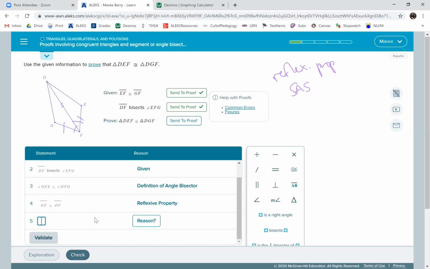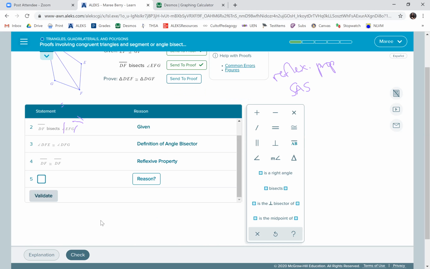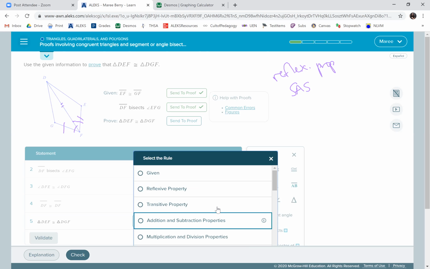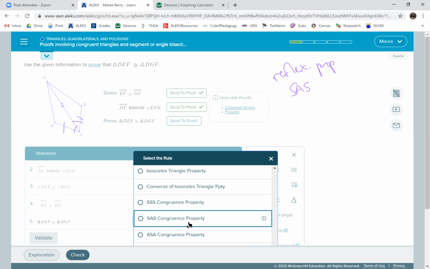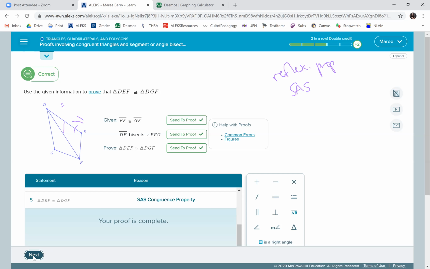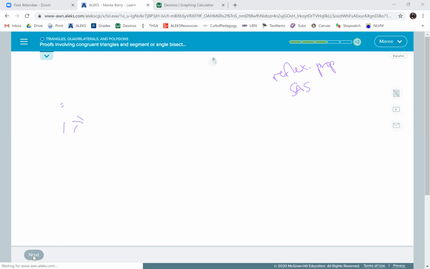And then we can show, so wait, we had this side. We showed the angles, and then we showed this side, so side angle side. So we're all done. We can show the reason to be side angle side, and we're all done. And we'll go on to the next one.